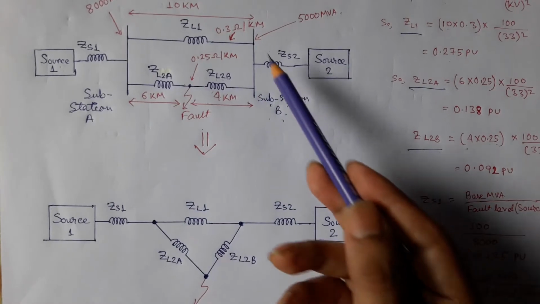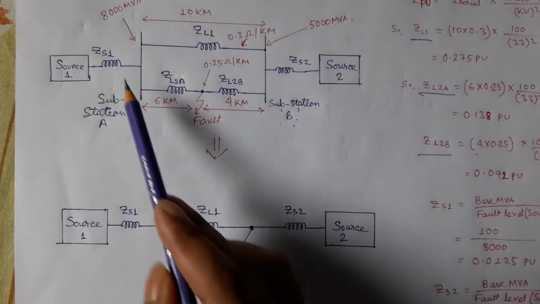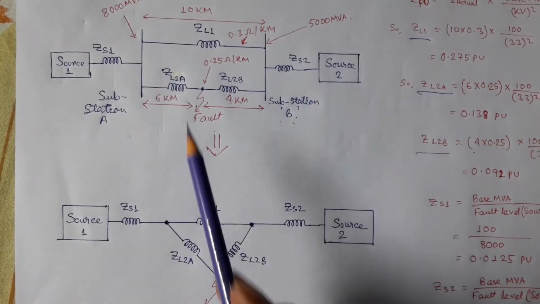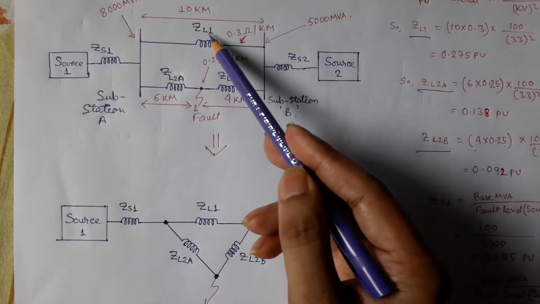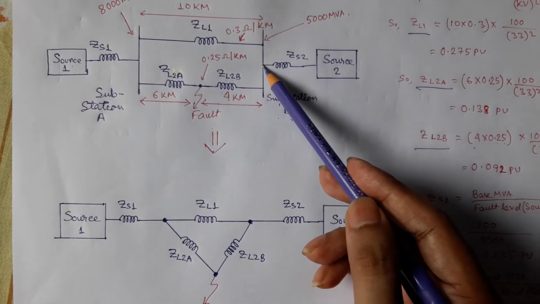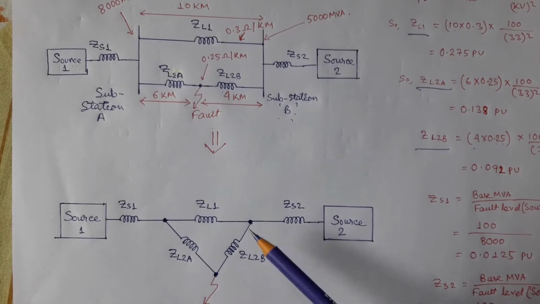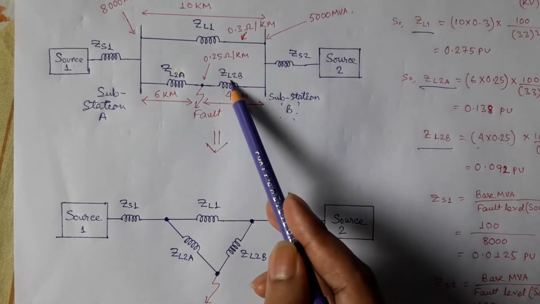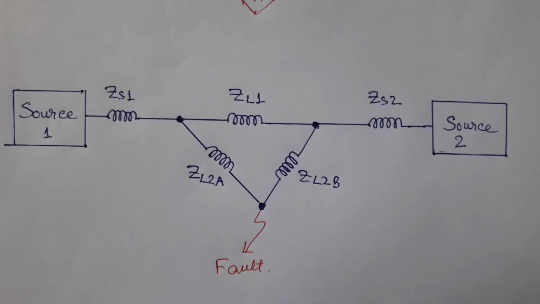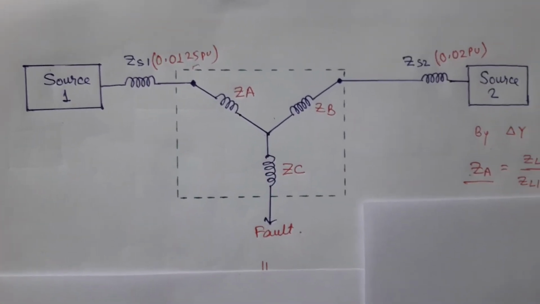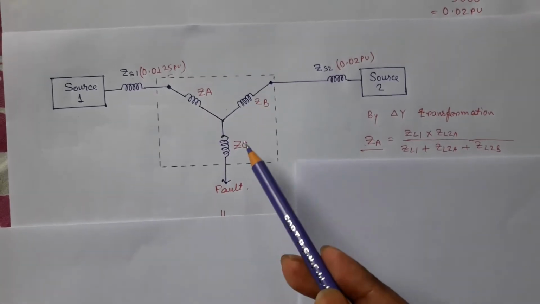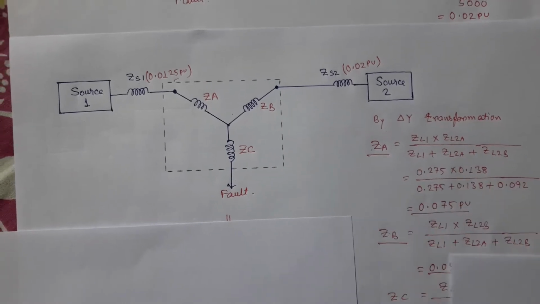To calculate further, we will redraw our network like this. Here ZS1, ZL1 and ZL2A are connected to same point, so we will consider that one node, and ZL1, ZS2 and ZL2B are connected to same point, so we will consider this as another node. And as ZL2A and ZL2B are connected to this point, this is the fault node. We can reduce this network like this by using star delta transformation. We will calculate value of ZA, ZB and ZC by using these formulas.